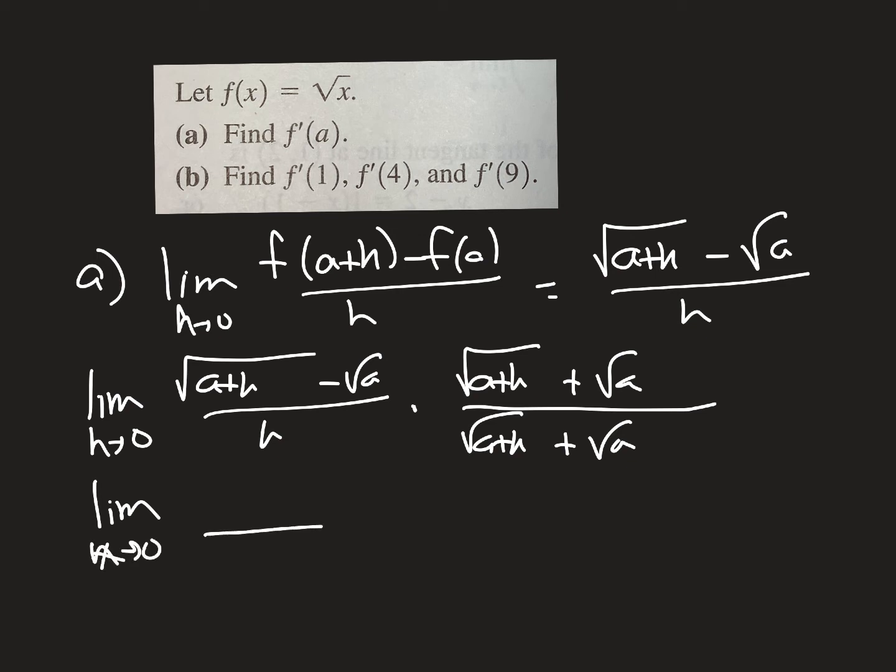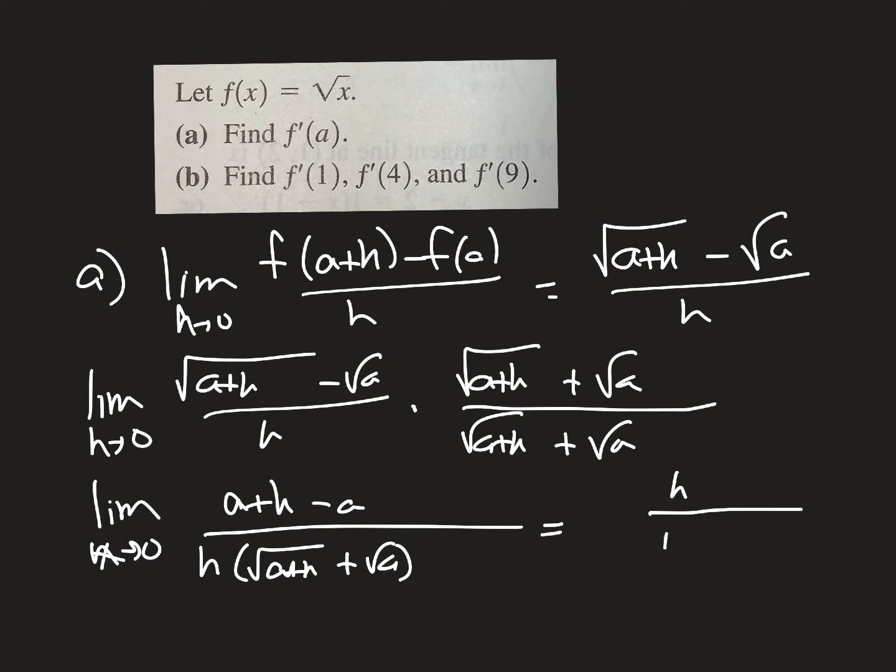When you multiply by the conjugate, on my numerator, remember, it's just FL, so you get a plus h minus a, which is going to work out really good. In my denominator, I have h times all this stuff right there. And notice in my numerator, my a's will cancel. So I'm looking at h over h times the square root of a plus h plus the square root of a. Limit as h approaches 0.